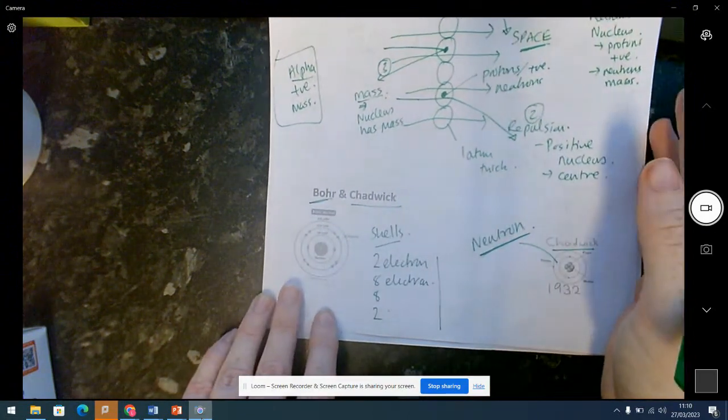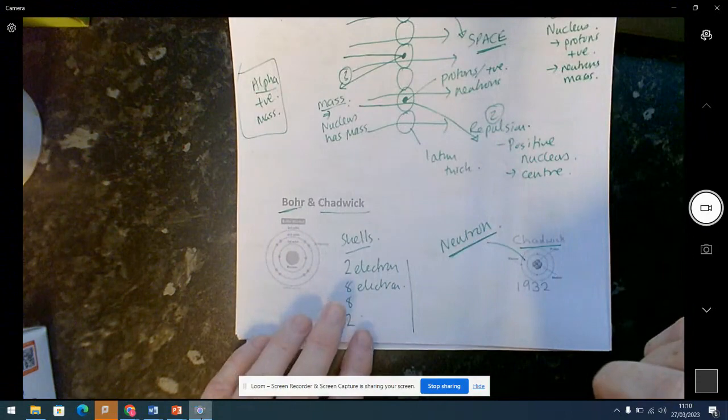And we'll go into the structure of the atom and electronic structure in our next video.